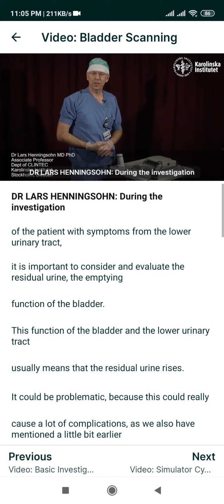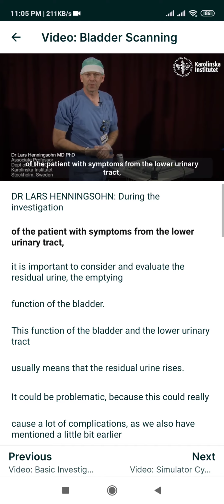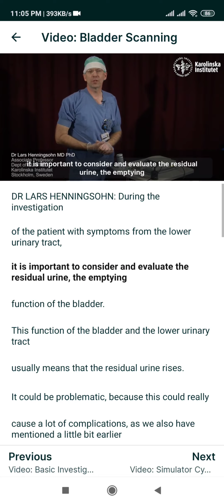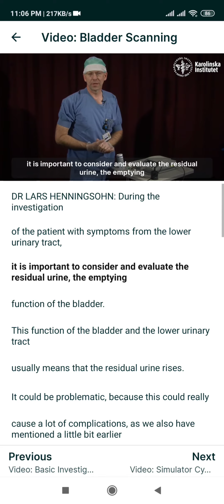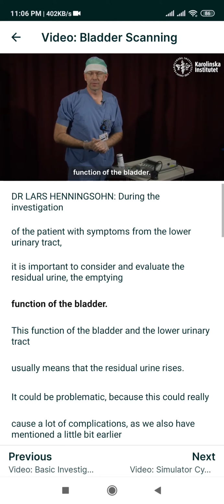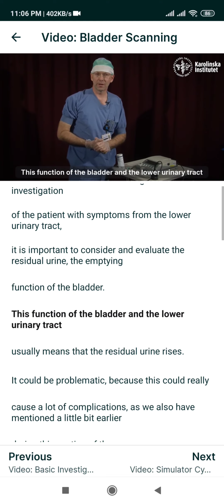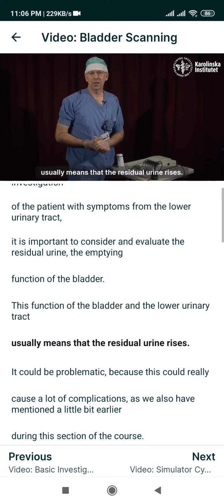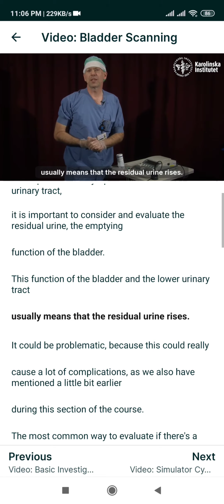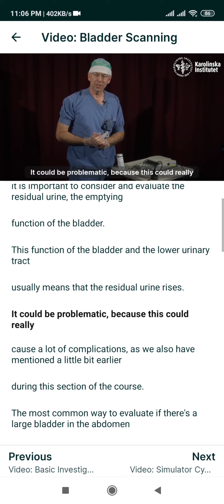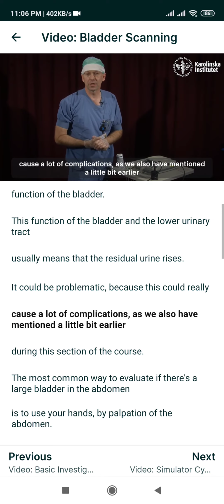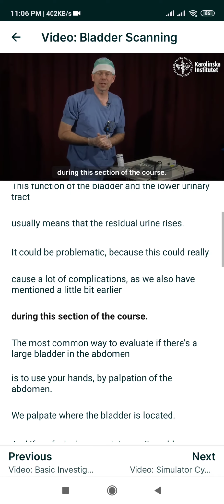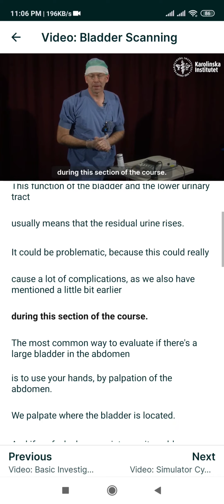During the investigation of a patient with symptoms from the lower urinary tract, it is important to consider and evaluate the residual urine, the emptying function of the bladder. Dysfunction of the bladder and the lower urinary tract usually means that the residual urine rises. It could be problematic because this could really cause a lot of complications, as we also have mentioned a little bit earlier during this section of the course.